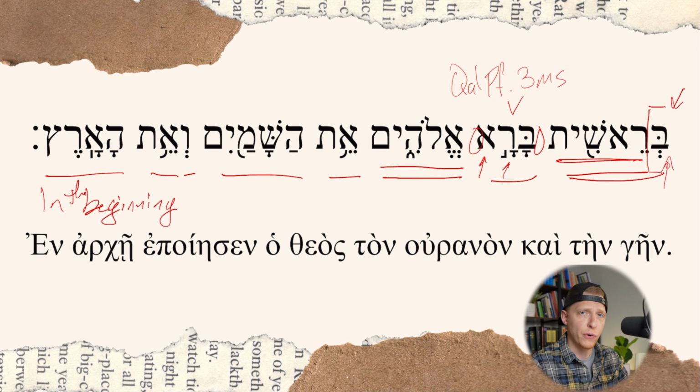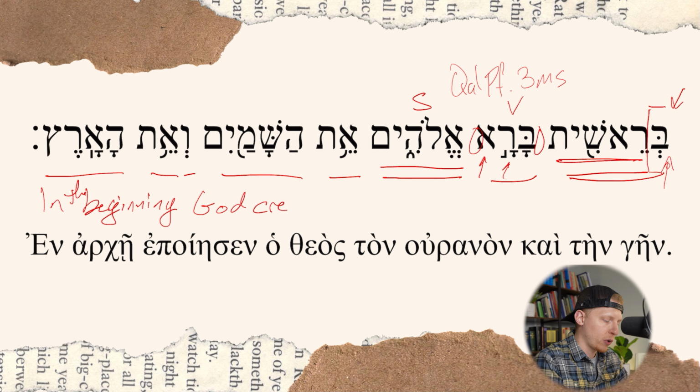Typically in Hebrew you get the verb first, and then the subject. So here's our subject, Elohim. So God created. So far we've got, in the beginning, God created.